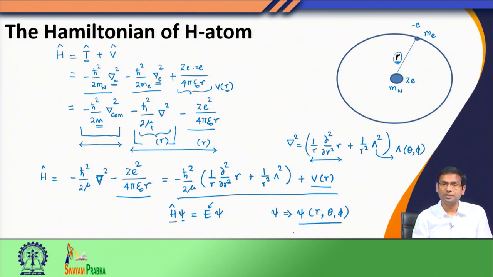One important difference that you should notice here as compared to the rigid rotor or particle in a sphere problem is that in those cases we said that the r component, that is the radius of the sphere or the distance of the rotor, is fixed. Therefore, the radial term was not operative, and we dealt only with the angular term. But now, since the electron can have a different radius, a different distance from the nucleus, our wave function should have explicit dependence on the radial term as well. So, psi will be a function of r, theta and phi, all three coordinates together.